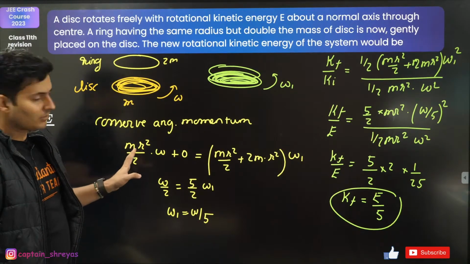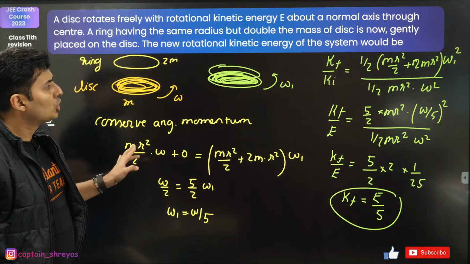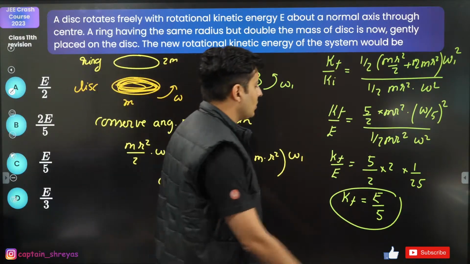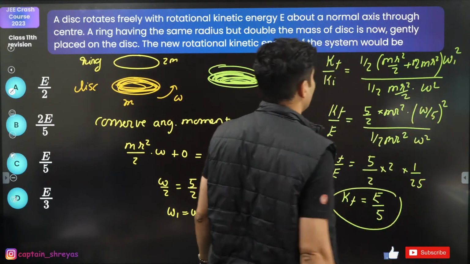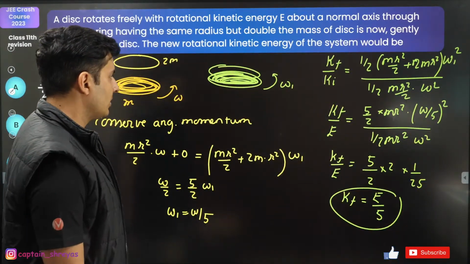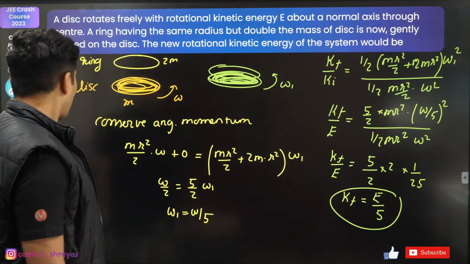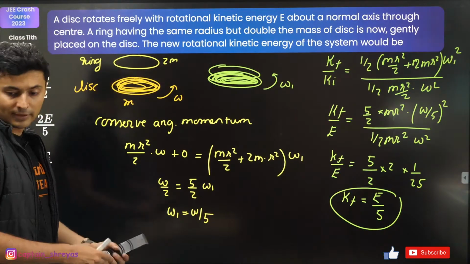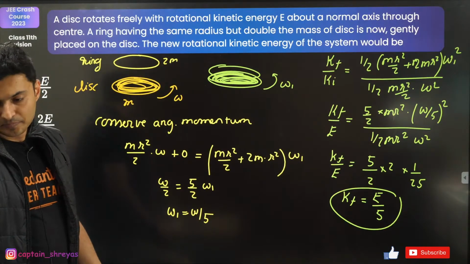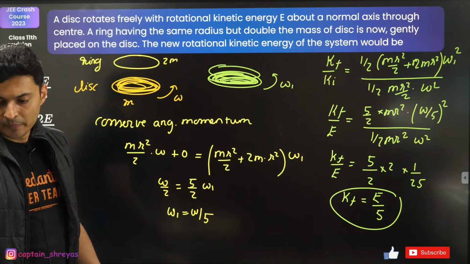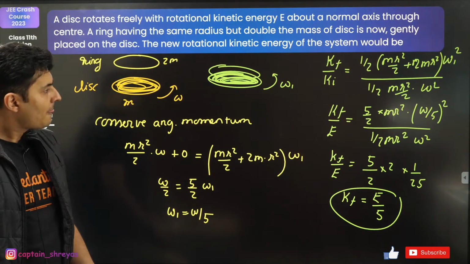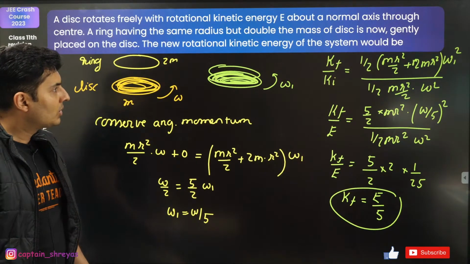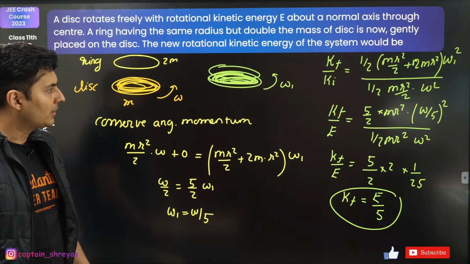By 2. Yes, there was 1 by 2 over here also. Yep. There is 1 by 2 over there also. Definitely. Just check it out. Yes, the answer should come out to be E by 5. Okay, is that okay? Fair enough. Moving on to the next one coming up on your screen.